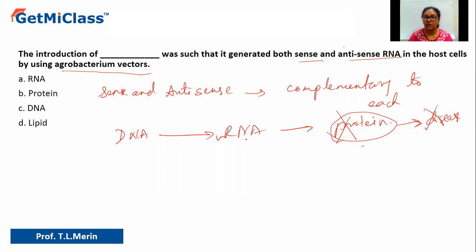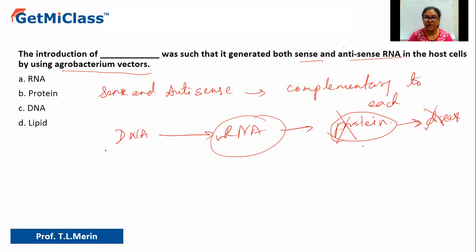Because anyhow DNA to mRNA, there is no problem. But from RNA to protein, there is a problem, because protein is the one which will cause the disease, right? So we can do one thing, we can block this mRNA in such a way that it does not code for protein. How can we block the mRNA?